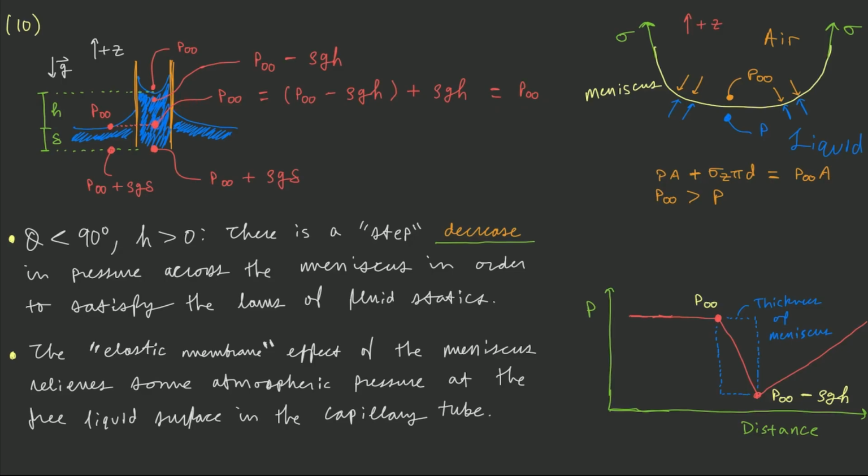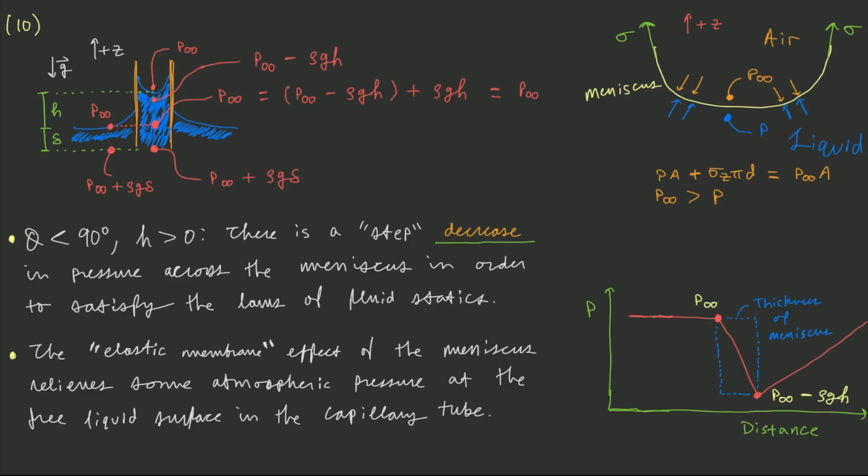And that has to be the case according to hydrostatics because this point within the capillary tube has the same elevation as this point outside the capillary tube at the free ambient surface, which has a pressure of P infinity. So P infinity exists at this point outside the capillary tube, and P infinity exists at this point inside the capillary tube because they're both at the same elevation.